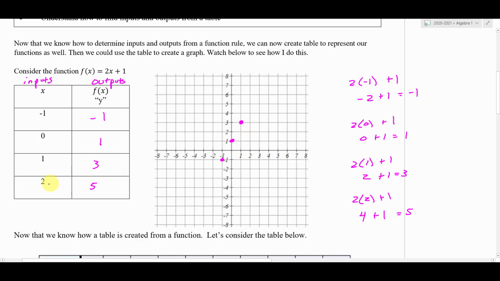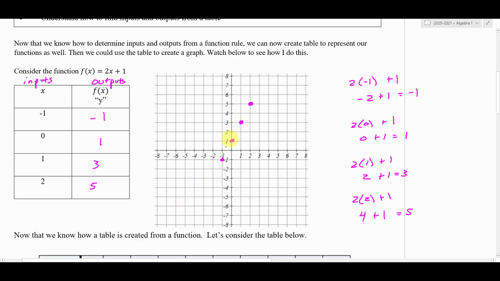Okay, and then my next point is at 2, 5. So I'm going to go right 2 and up 5. 1, 2, 3, 4, 5. And plot that point. And then you start to see a shape emerging here.